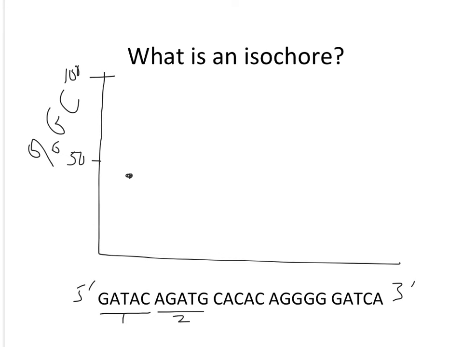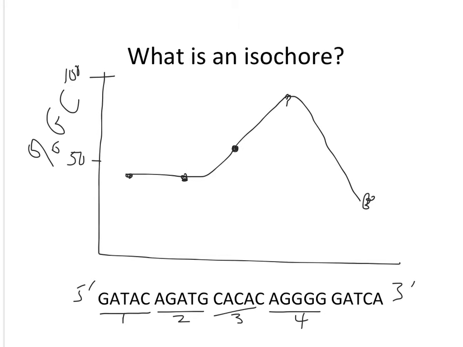What about window 2? What's the percent GC in those 5 nucleotides? Same, still 40%. There are 2 Gs out of 5 nucleotides. What happens next? We have 60%, 3 Cs out of 5, and then 80%, 4 Gs out of 5 in the 4th window, and then back down to 40%. So that's an isochore plot of this particular DNA sequence.